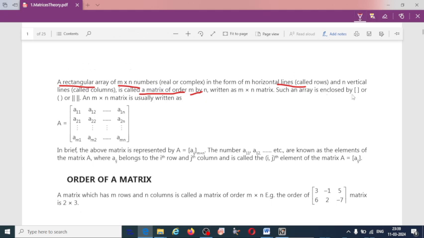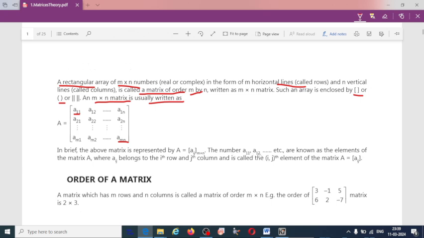Such an array is enclosed by square brackets or round brackets or the determinant, and an m cross n matrix is usually written as, let us take any alphabet, A equal to, in square brackets. These are the elements of the matrix. So it is an m cross n matrix. In brief, the above matrix is represented by A equal to bracket of Aij, m cross n.